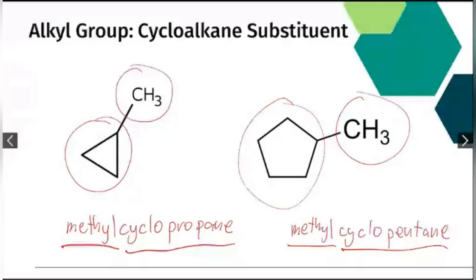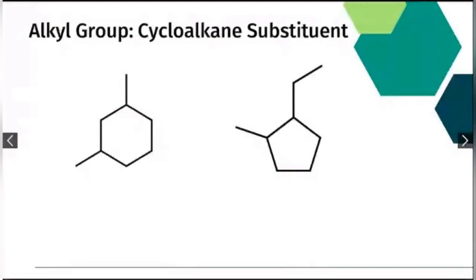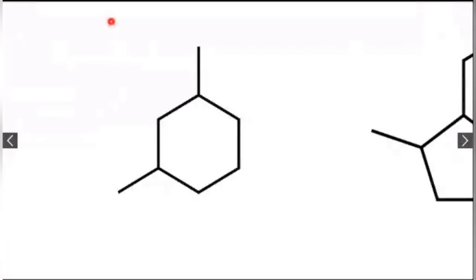So we can also have another example, but now we have two alkyl groups attached to the cycloalkane. Previously, only one was attached. In this case, since there are two, you will now specify the location of the groups. First step is to identify the name of the ring. How should you identify that? You will count the carbons in the ring. In this first figure, there are 6 carbons, so it will be cyclohexane.